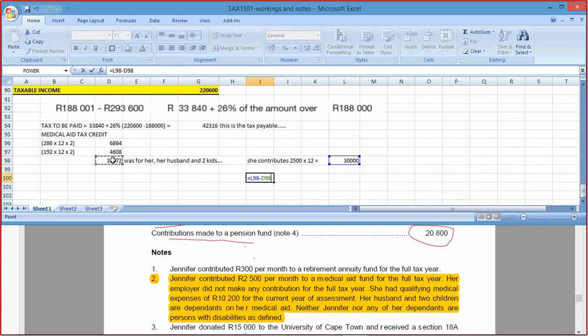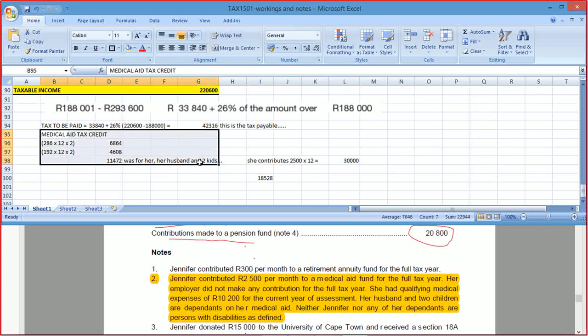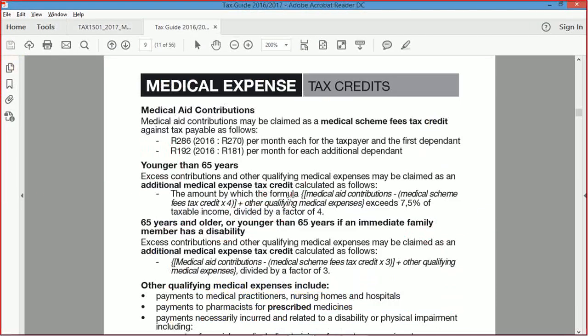30 minus that. Okay, 18,528. Okay, this was the difference. So that's her contribution, and that's her medical aid tax credit. Okay, so we need to look at how much more is it. Let's go back to the tax guide. What else do we say here? There's the tax credit. Okay, so younger than 65 years.